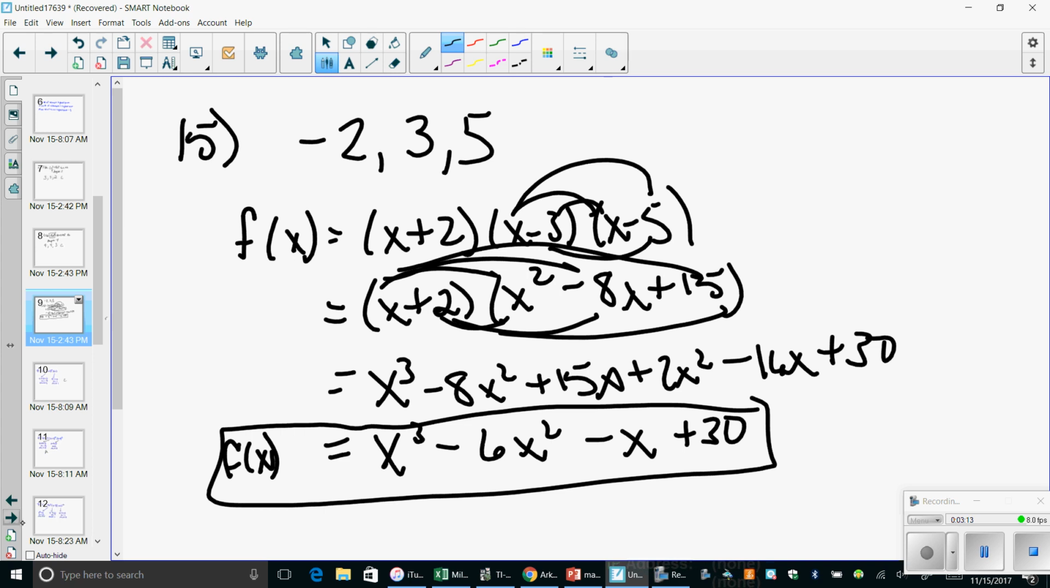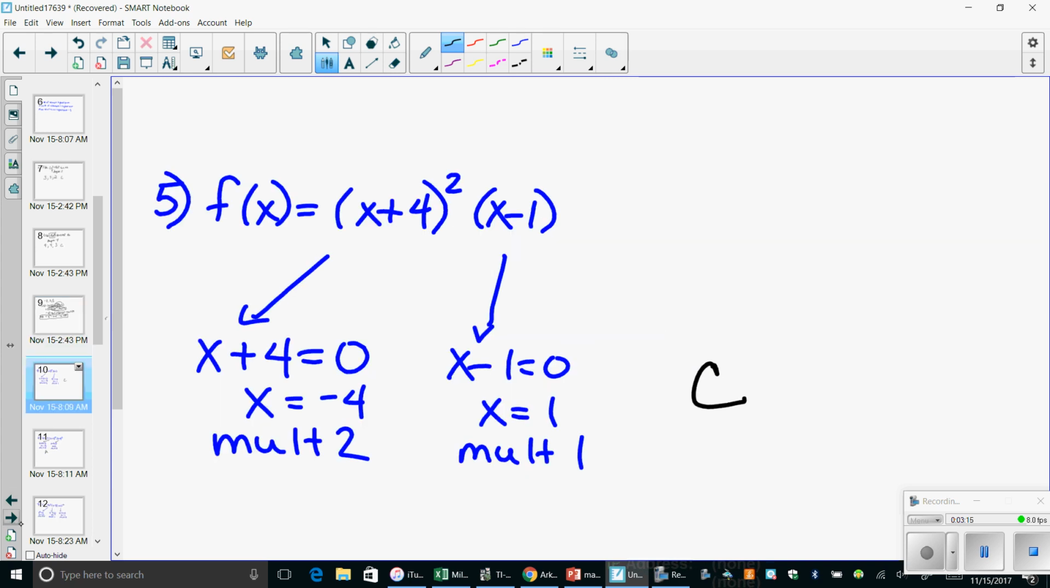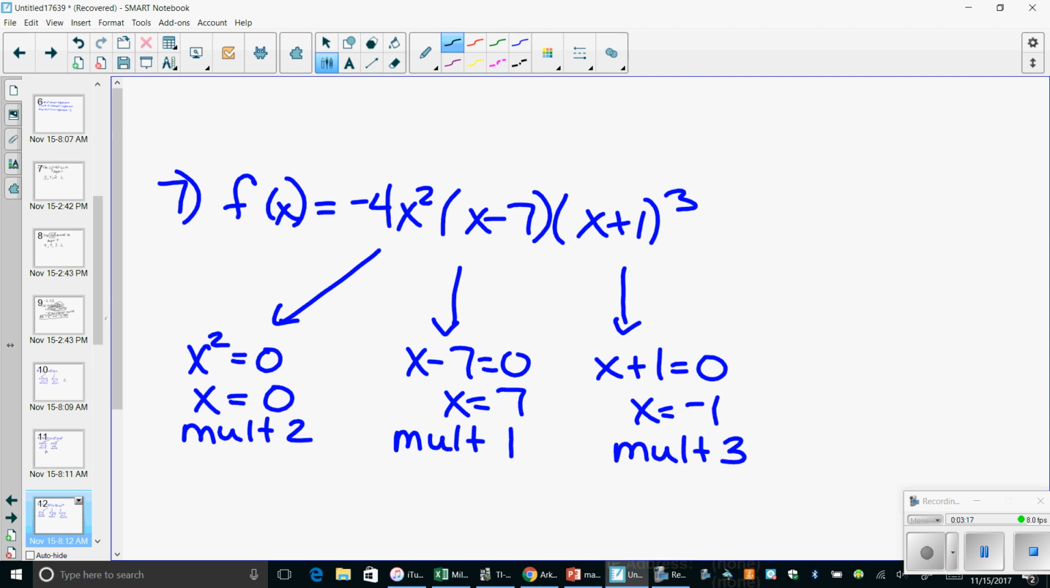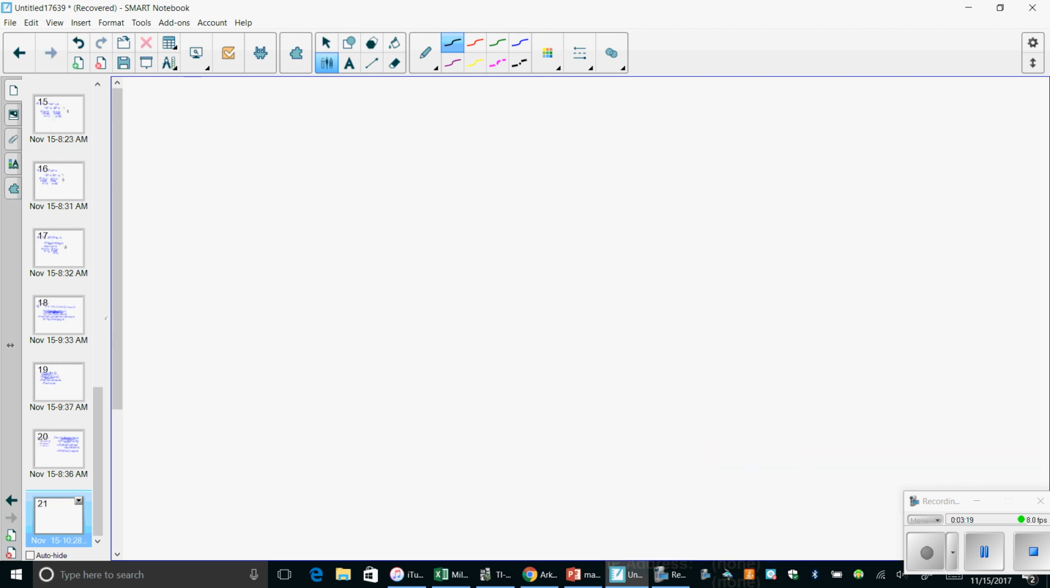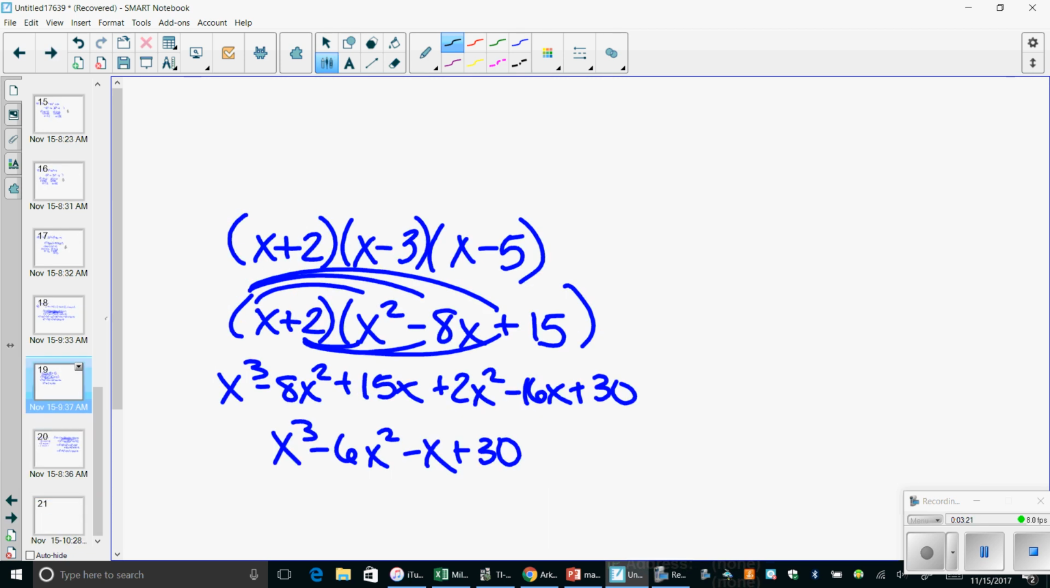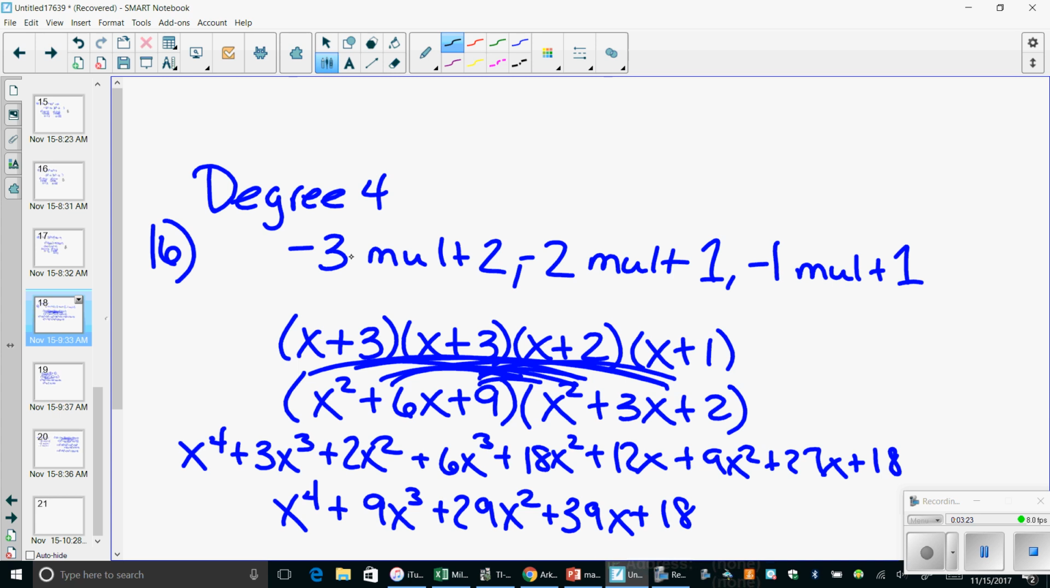And then 16 I should have here somewhere. Let me scroll through here. 16 says it's degree 4. I have -3 is a 0 with multiplicity 2, -2 is a 0 with multiplicity 1, and -1 is a 0 with multiplicity 1. So what I do is I write x plus 3 down twice, and then x plus 2, and then x plus 1. And I multiply those together.